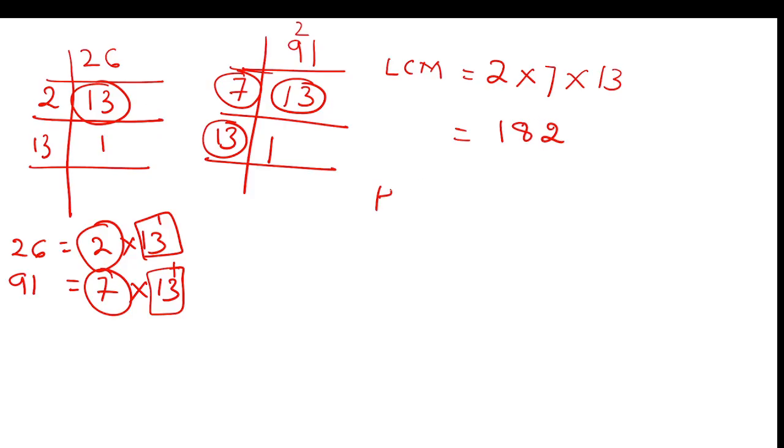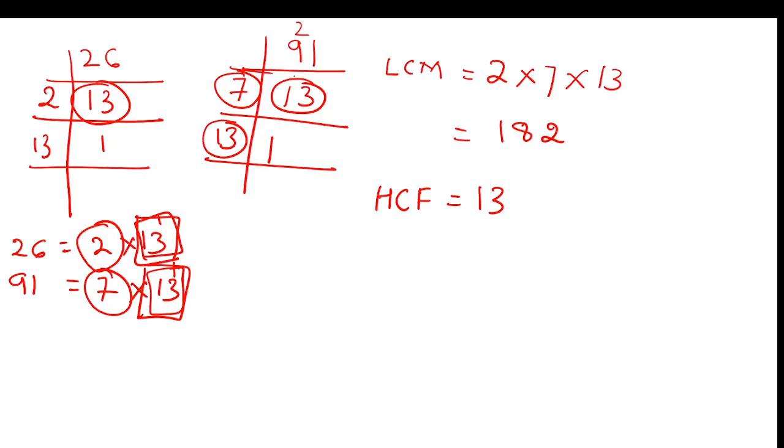Okay, similarly, now we have to find out the HCF of these two numbers. How to find the HCF? To find the HCF, we'll look for the common prime factors present in both the numbers. So in this case, which is the common prime factor present in both the numbers? 13. 13 is the prime factor which is common in both the numbers 26 and 91. So my HCF is going to be 13.